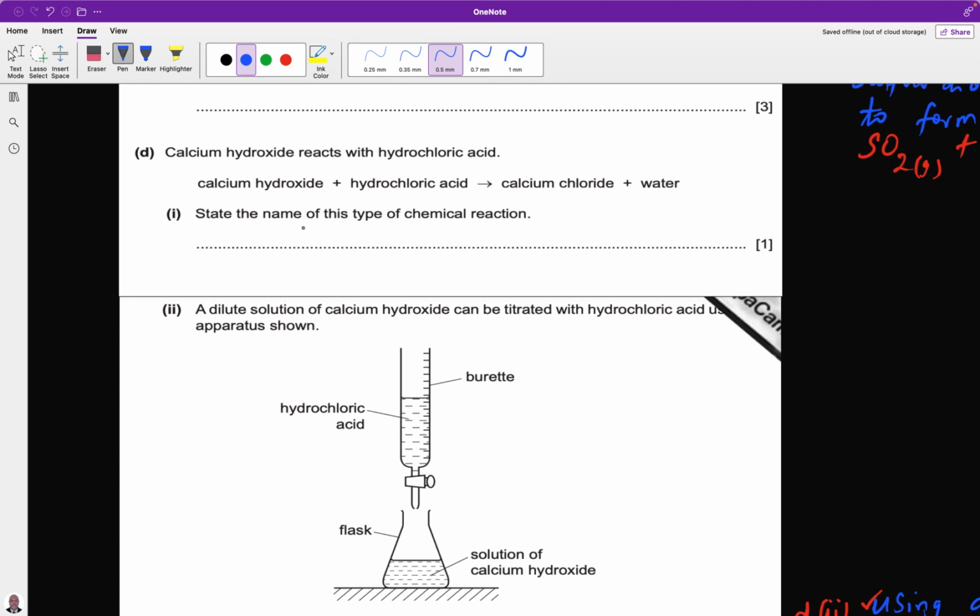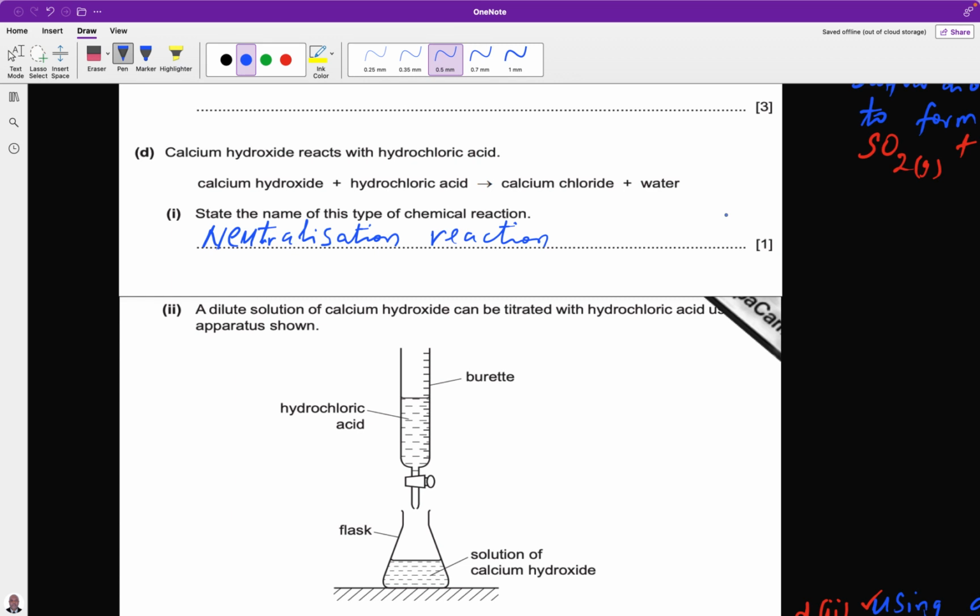And they are telling you, state the name of this type of reaction. The name of this type of reaction between alkali and acid is what we call a neutralization reaction. This is a neutralization reaction.